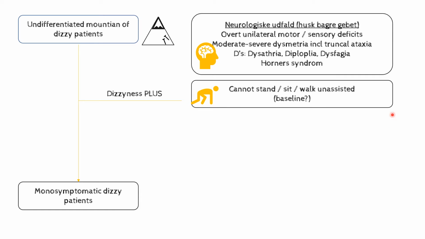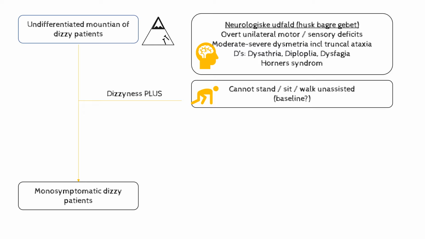Then this is also a very important criterion, that the patient cannot stand or sit or walk unassisted. And you can have a patient having a totally normal HINTS test showing peripheral pathology, but they cannot stand and they cannot sit unassisted. Then you would usually have to admit these patients, both because they're so dizzy that they cannot be at home, but also because there might be a stroke hiding underneath that.